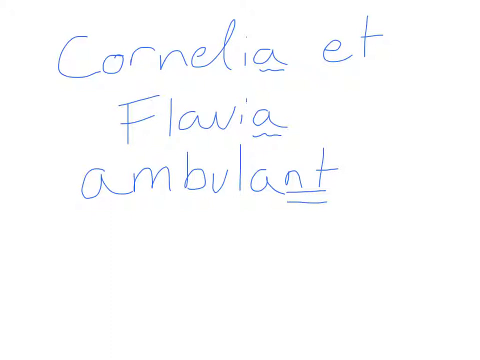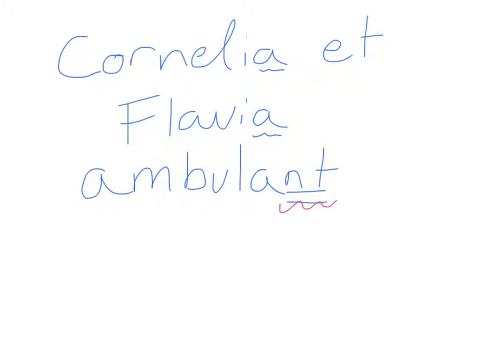So Cornelia et Flavia ambulant. To translate that would be Cornelia and Flavia are walking. It'd sound weird if it was just ambulat with just a T on the end. It'd translate as Cornelia and Flavia is walking, which would sound a little odd. So we don't need to change verbs all that often when we pluralize things in English. So it's important to pay attention when we try to do it in Latin.